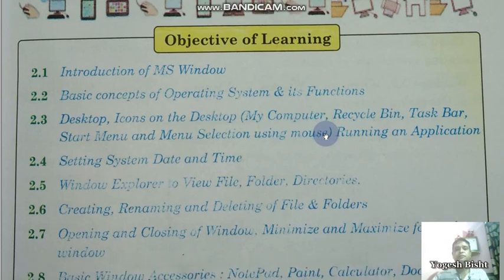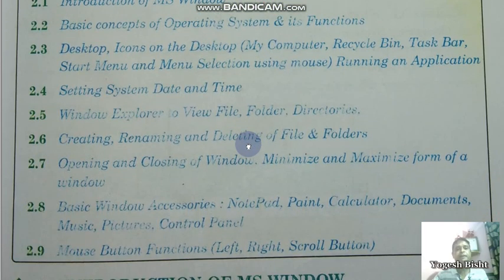In this chapter we are going to study one example of an operating system, which is MS Windows. Then the concept of a working system, how it works, what are the functions of an operating system, then desktop icons on the desktop, running an application, setting system date and time, and Windows Explorer to view file, folder and directories. In Windows Explorer, in one go we can see all the folders and some folders in a tree form. That is called Windows Explorer.